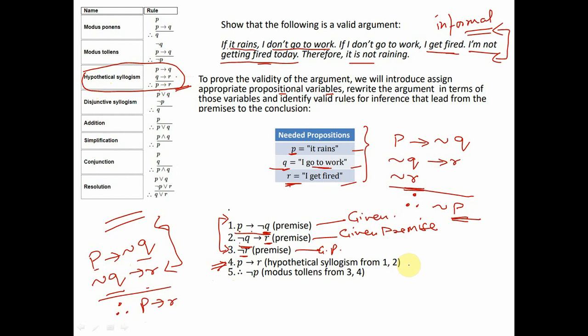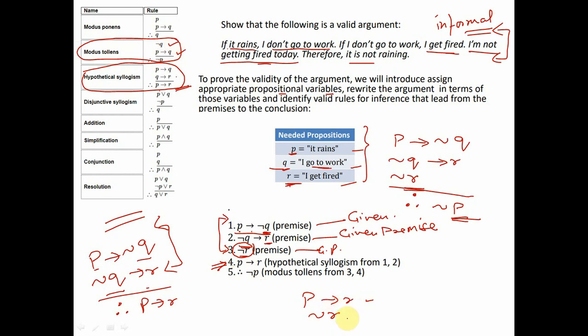So by using hypothetical syllogism on 1 and 2, I get P implies R. And I have negation of R over here. Negation of R is a given premise. So I have P implies R and I have negation of R. So you can apply modus tollens over here. P implies Q and negation of Q.